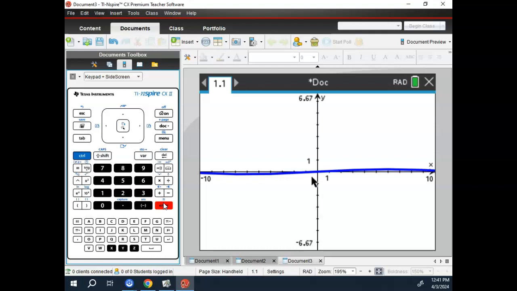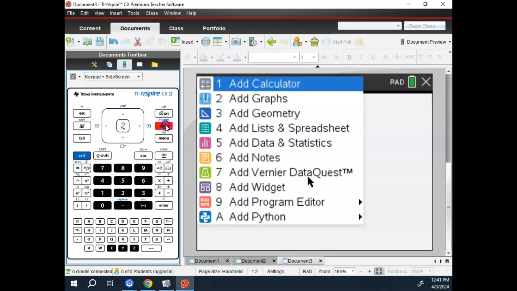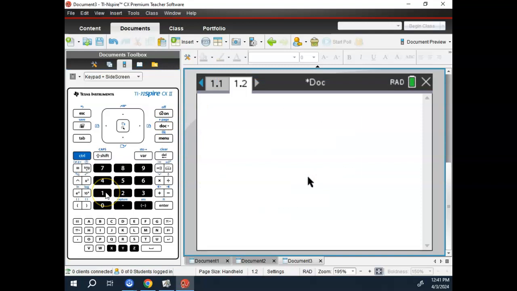Okay, but can you tell me this? Does it look like he had to turn around and go back home? No. All right, but that's not really what they were asking me anyway. So now I'm going to add a calculator, control doc, right? And I'm going to add that calculator.